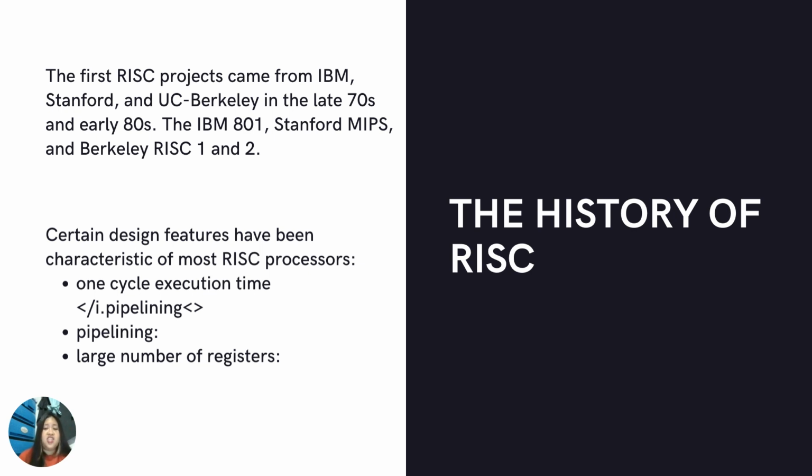First, one cycle execution time. This is due to the optimization of each instruction on the CPU and a technique called pipelining. Next is pipelining. It is a technique that allows simultaneous execution of parts or stages of instructions to more efficiently process instructions. And the third one is the large number of registers. The RISC design philosophy generally incorporates a larger number of registers to prevent large amounts of interactions with memory.